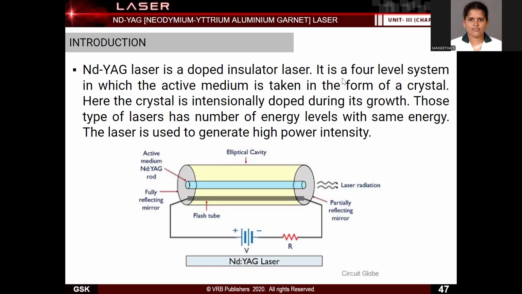Introduction. The Nd-YAG laser is a doped insulator laser. It is a 4-level energy system, in which the active medium is in the form of a crystal, and the crystal is doped during growth. That is, while growing the crystal itself, it is doped with the neodymium ions. Here we produce a laser of high power intensity.